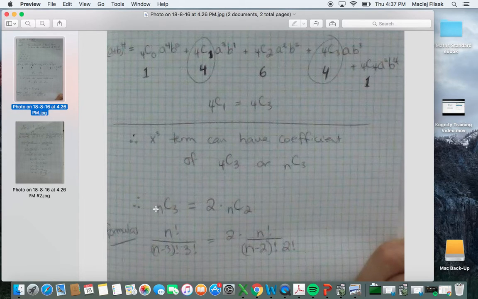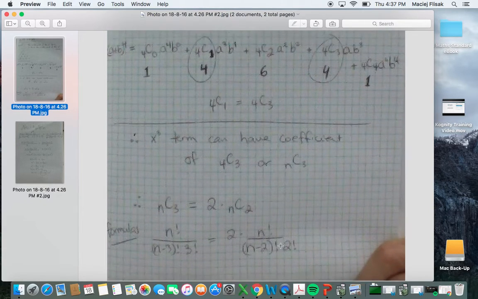necessary in this problem. So n choose 3 by the formula is this: n factorial over (n minus 3) factorial times 3 factorial. And n choose 2 is n factorial over (n minus 2) factorial times 2 factorial. And that has that 2 in front of it here. So I'm creating an equation. Alright, now I'm going to continue this on the next page.